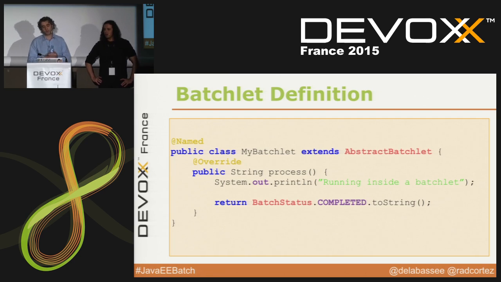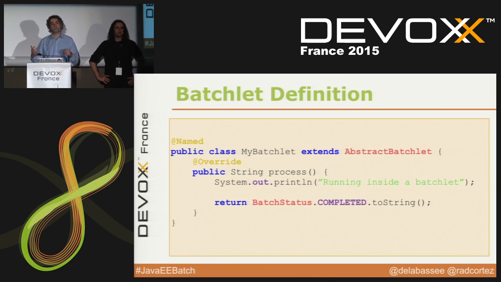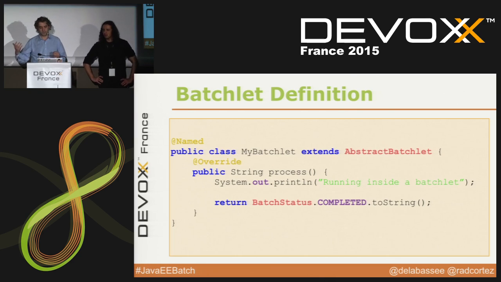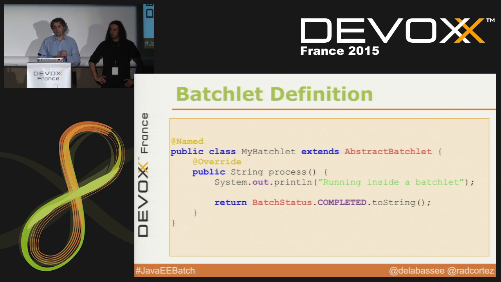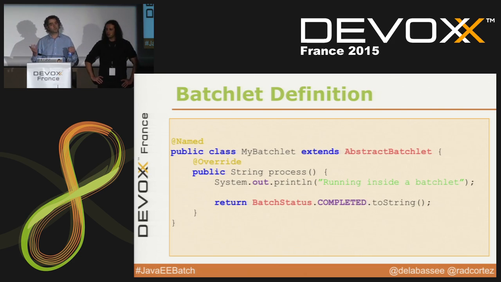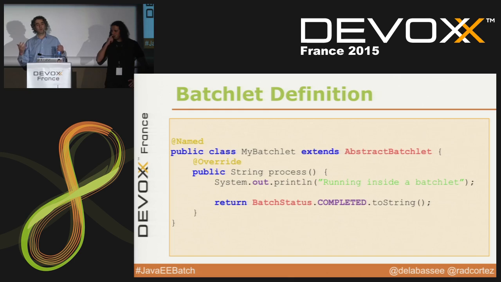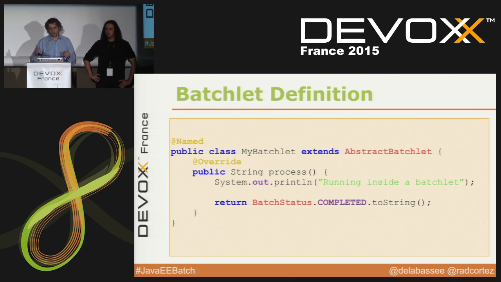Well, it's very easy. You just have to extend this AbstractBatchlet, and then you provide the implementation of the process method. That's basically the core of your batchlet. I will explain a bit later on what a batchlet is exactly, but you see that it's fairly easy to do. Notice that we also used the @Named annotation so that we can easily reuse that batchlet later on. Also, you see that the batchlet is returning some kind of status. That's something we can leverage to know exactly what was the status of that batchlet. Has it worked, has it failed, or something else?